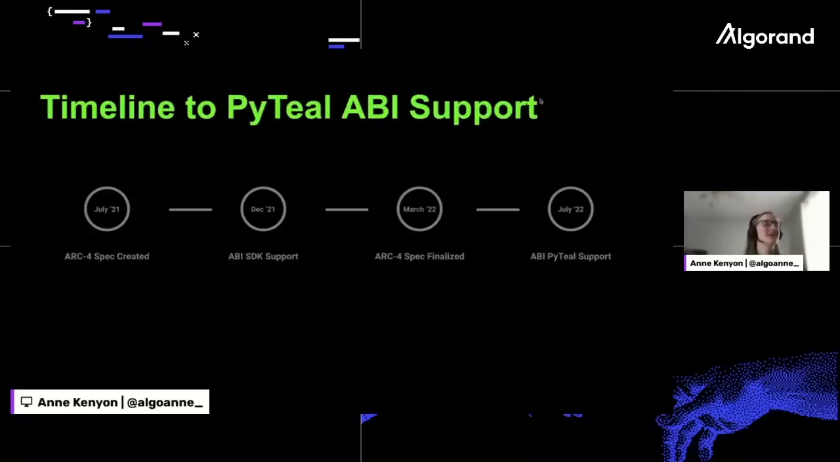And before I hand it off to Jason, I wanted to just briefly look back at how we got here. We're always talking about roadmaps. What are we doing next? But it's nice to take a moment to reflect on how we got here as well. So ARC4 was actually first created a year ago. And that's how long it took to get us to this point where we're releasing ABI support in PyTeal. We started with SDK support, so you can use the Atomic Transaction Composer, which has ABI support. And even the ARC4 spec, right?